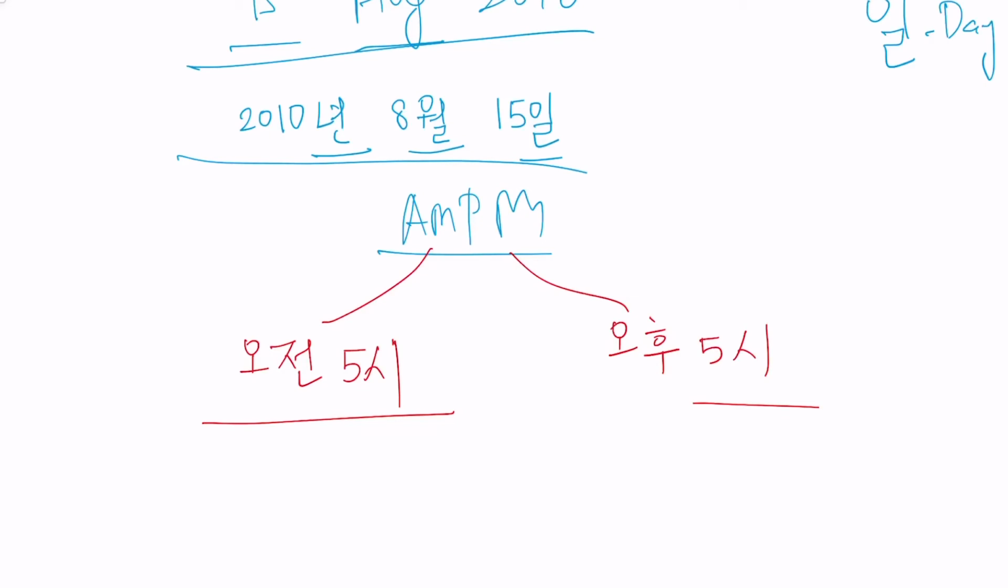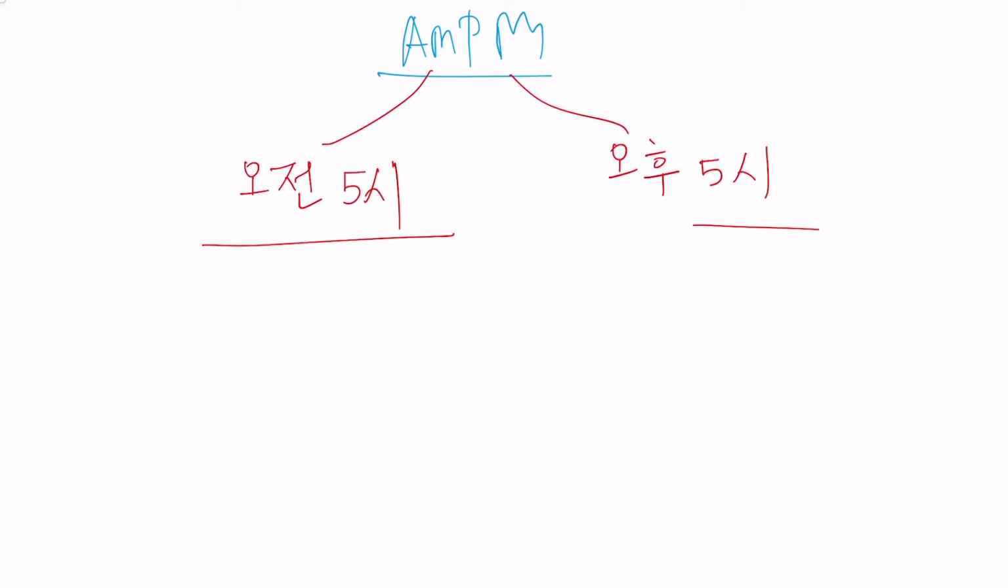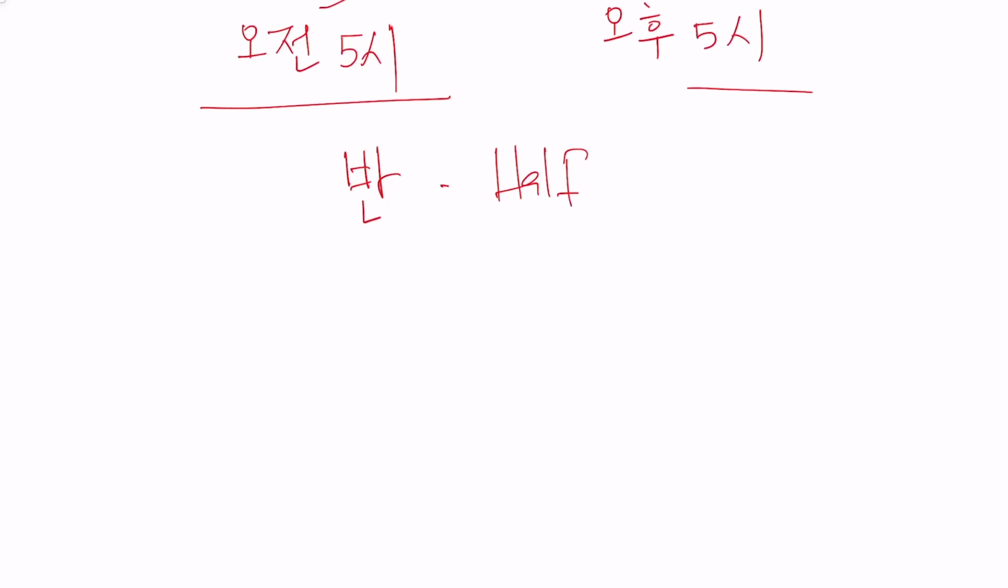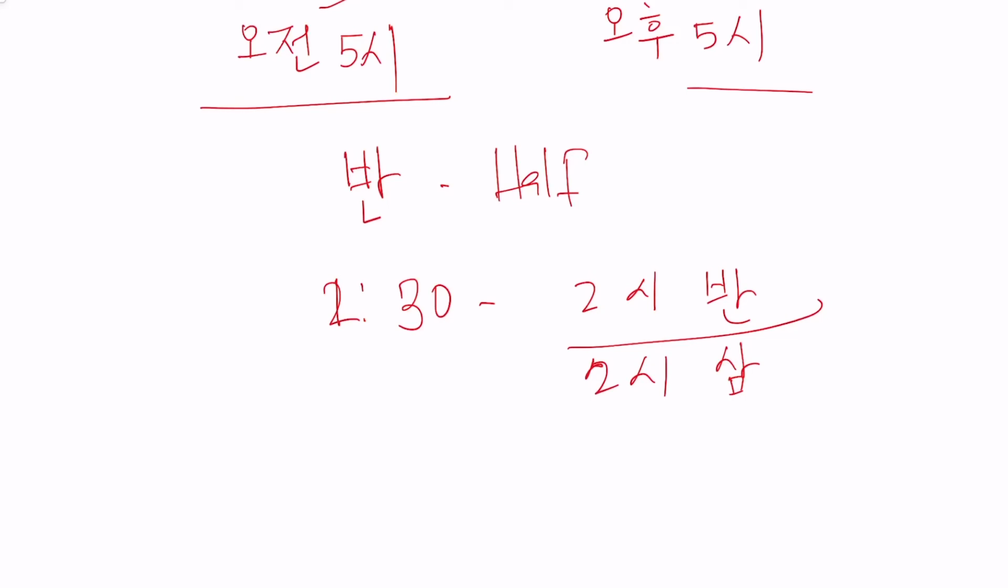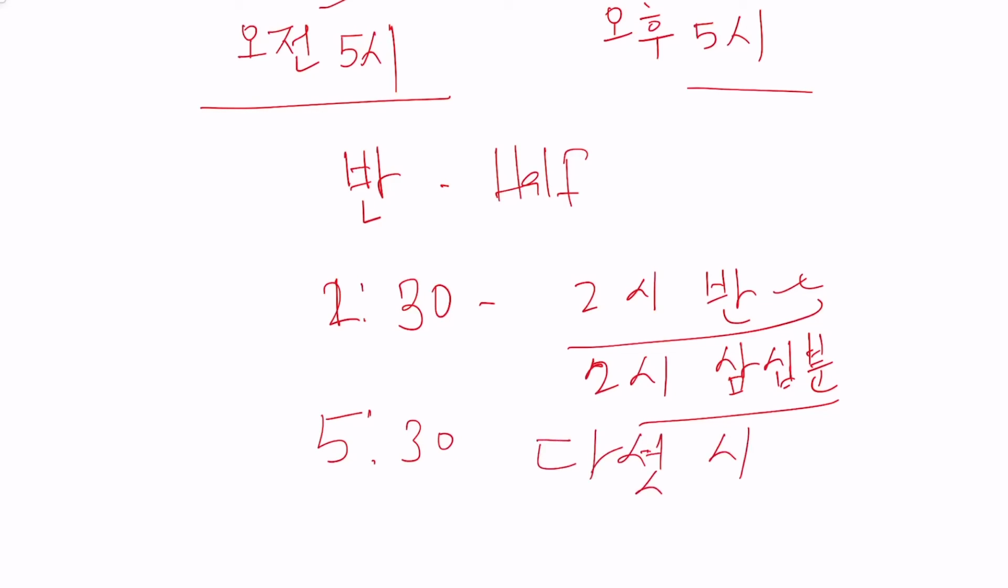Okay, and I hope that you already know the words for morning, evening, night, or let's study them as well. But before that, I want to let you know one very useful tip, that we have a word in Korean, ban, which literally means half. So if you want to say it's 2:30, then you can say 2시 반. 2시 반이에요. You can also say 2시 30분, 2:30. But this is much easier, right? 2시 반이에요. So 5:30 will become 5시 반. 5시 반입니다.